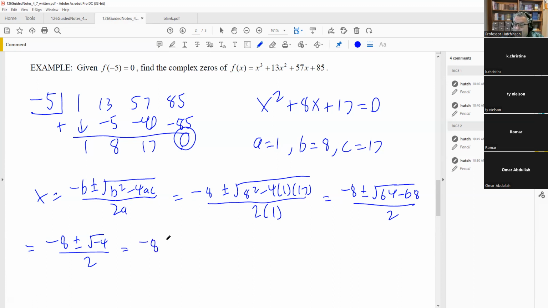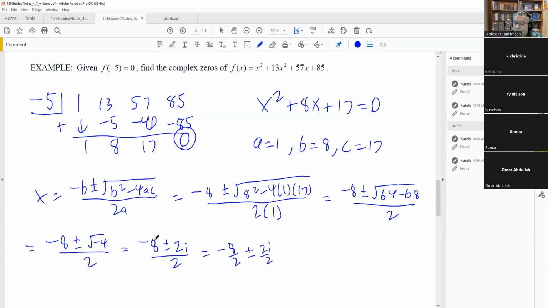Negative 8 plus or minus. Now, the square root of negative 4, the square root of 4 is 2. But because there's a negative number underneath the square root, that means we're going to have an i. So that's going to turn into 2i. We're dividing this by 2, which means that each of these can be divided by 2.